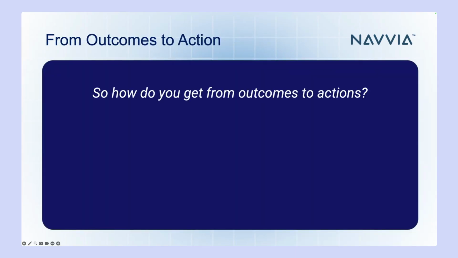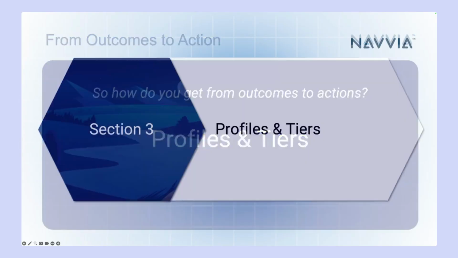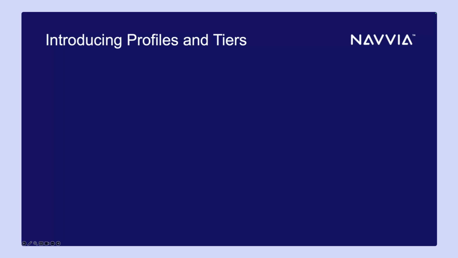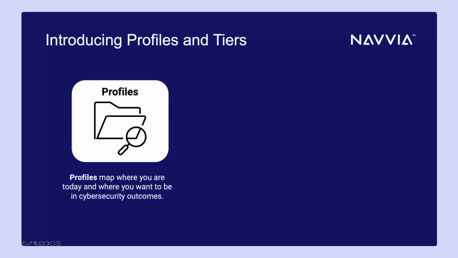So we have all these great outcomes. So how do you get from outcomes to actions? Well, NIST introduced something called profiles and tiers. So let's talk a little bit about profiles and tiers right now. A profile maps where you are today and where you want to be in terms of your cybersecurity outcomes.